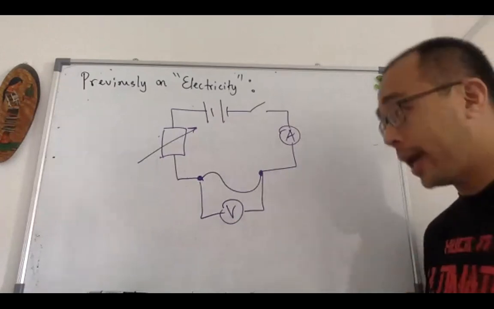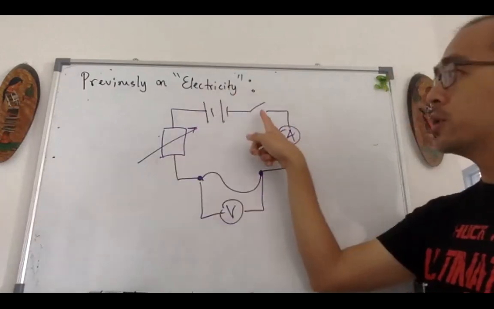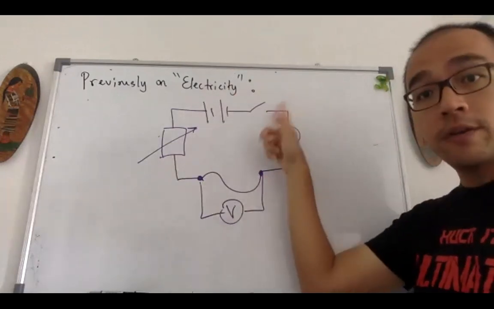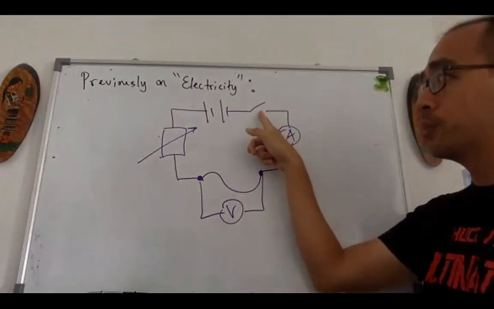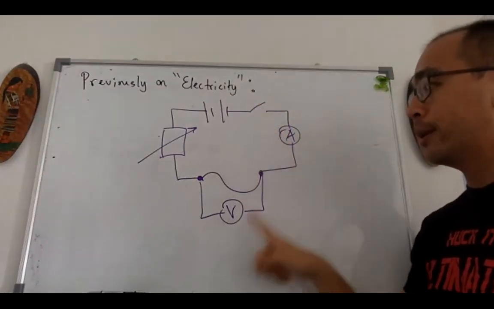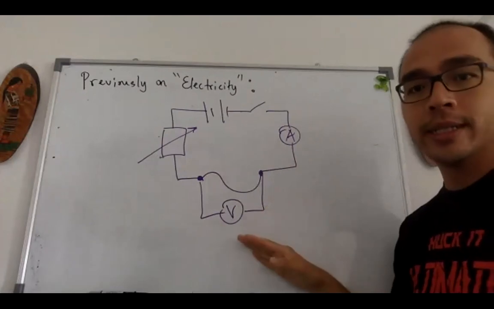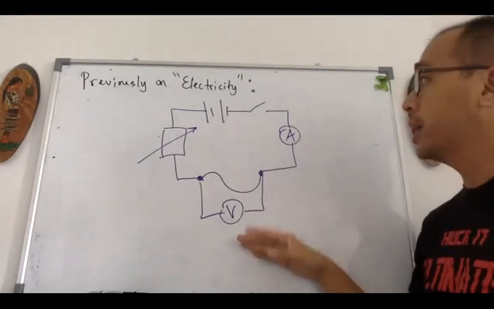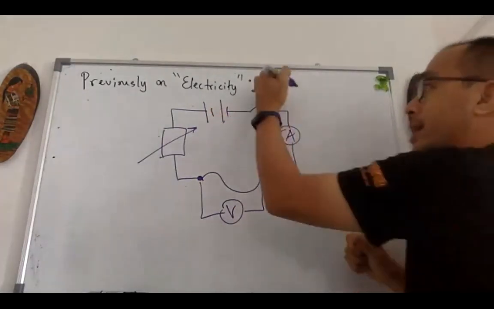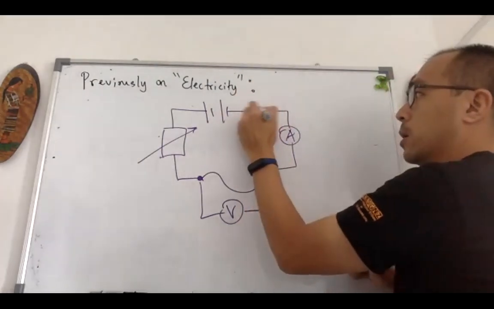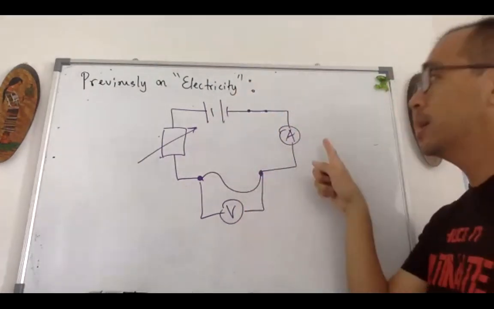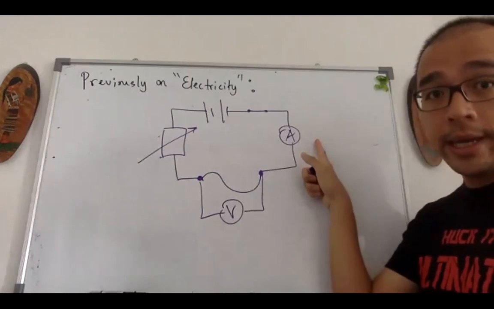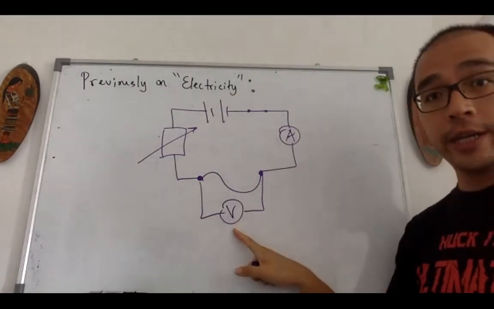Okay, and we know that in this setup, if the switch is off, if I turn off the switch, meaning the switch is open, there will be no reading here, there will be no reading here. That's logical. Okay, if I turn off the switch. And if I turn on the switch, then here you will have a reading, and then here you will also have a reading.